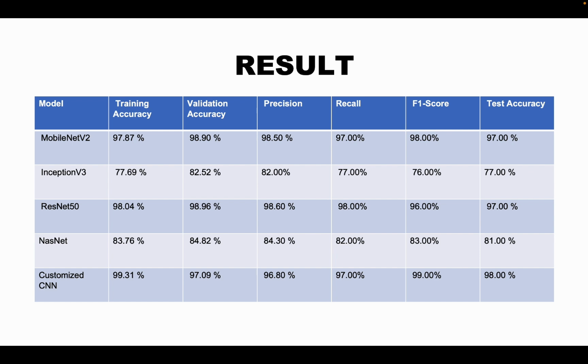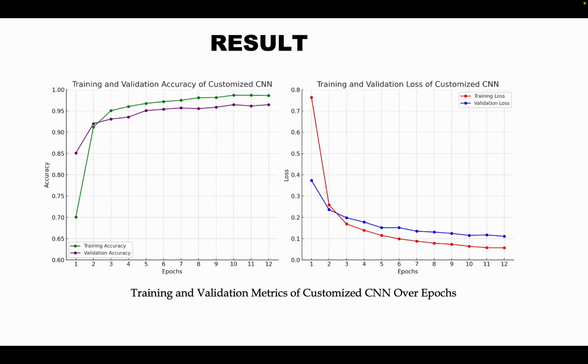These are the results. For MobileNet V2, test accuracy is 97%, Inception V3 test accuracy is 77%, ResNet 50 test accuracy is 97%, NASNet test accuracy is 81%, and customized CNN has the highest test accuracy, 98%.